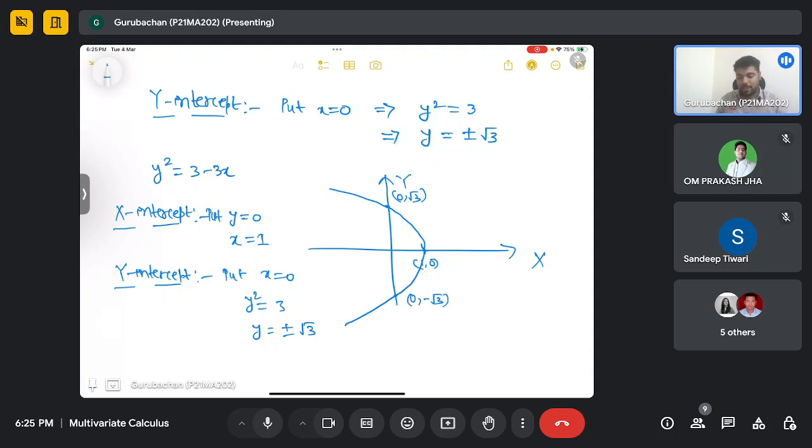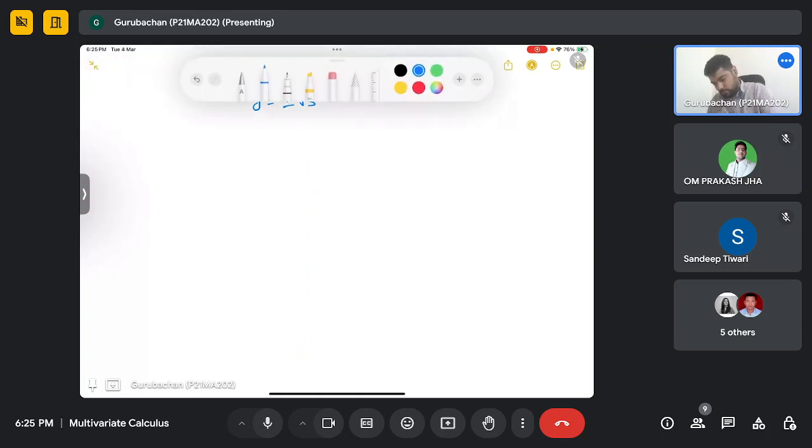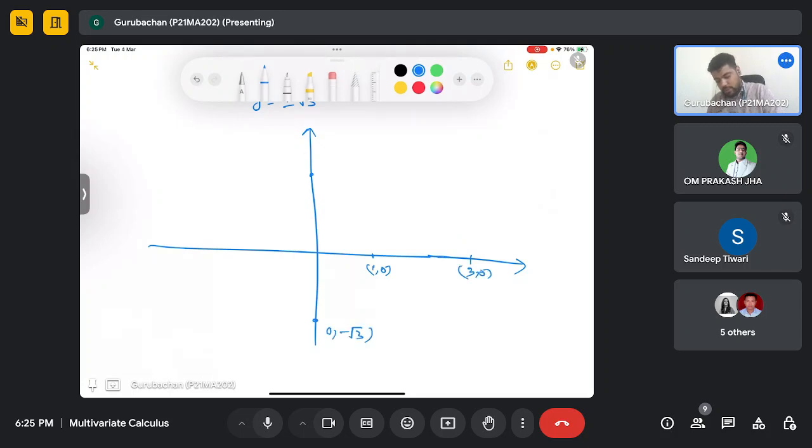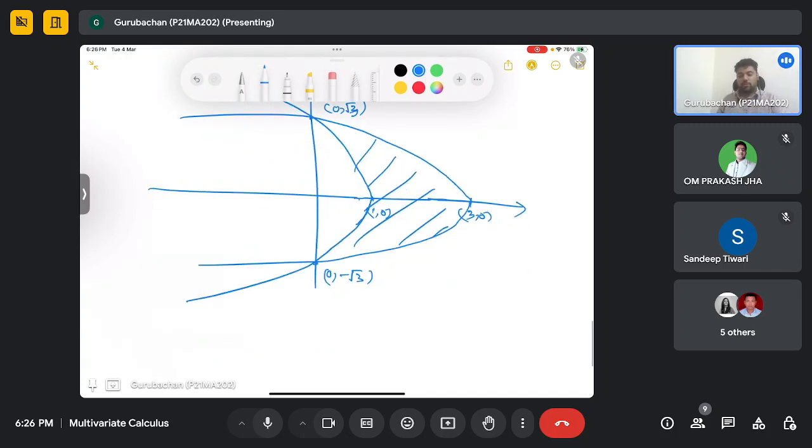Okay. Now we have to combine these two parabolas. So we will try like this. So we have one intercept here, one intercept here, one is here, and one is somewhat far from this, like this. Okay. So this is 1 comma 0, this is 3 comma 0, this is 0 comma minus under root 3, and this is 0 comma under root 3. So from here, and this will be. Please keep in mind that this is a rough diagram. So assume that this is a parabola.